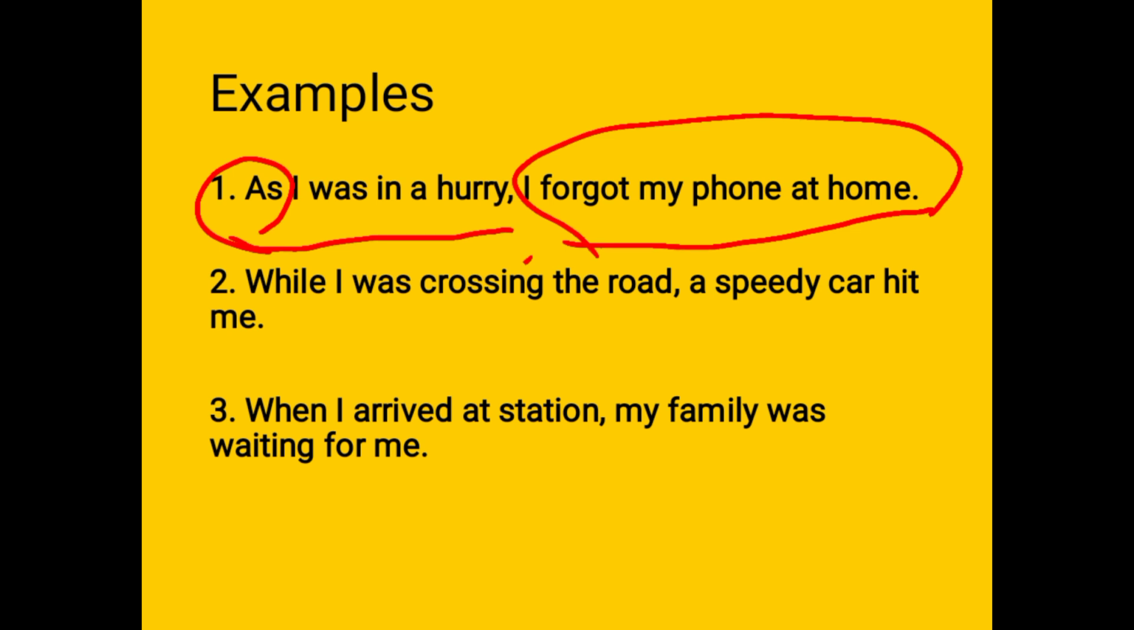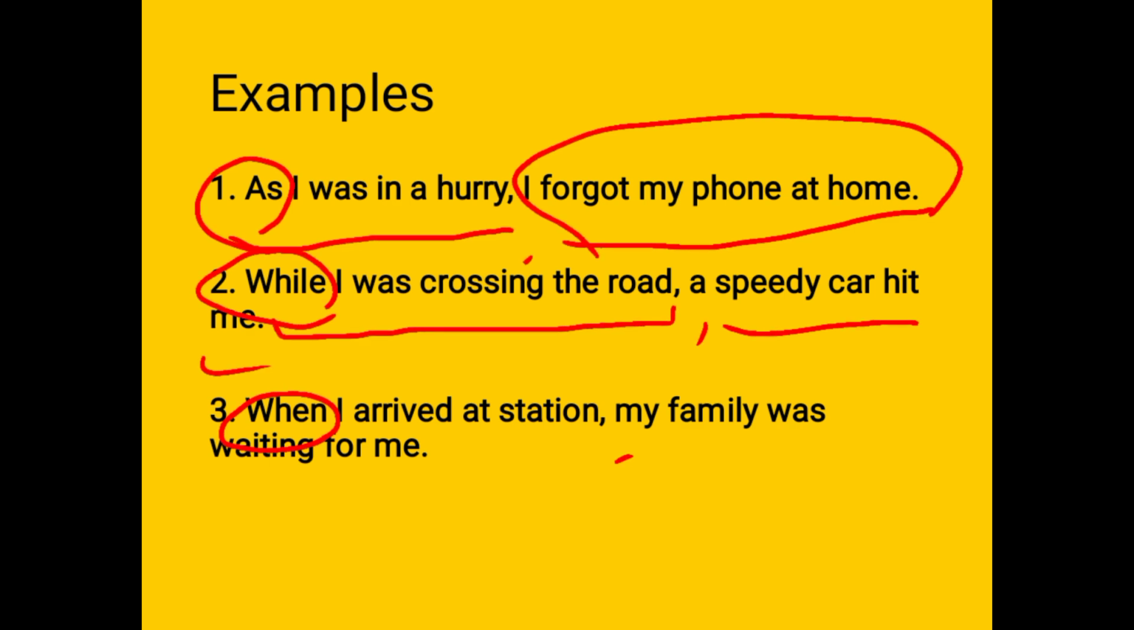Example number 2. While I was crossing the road, a speedy car hit me. Now, if we consider this example, this first half is an example of a dependent clause. And the second half, a speedy car hit me, is an example of an independent clause. So since we have used the conjunction while in the beginning, we put a comma here. The third example, when I arrived at the station, my family was waiting for me. So again the same, we have used the conjunction when here in the beginning, so we have put a comma here. All right.